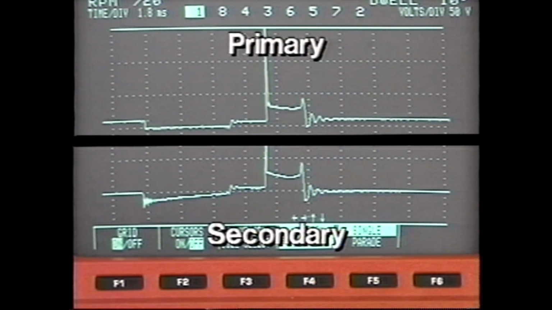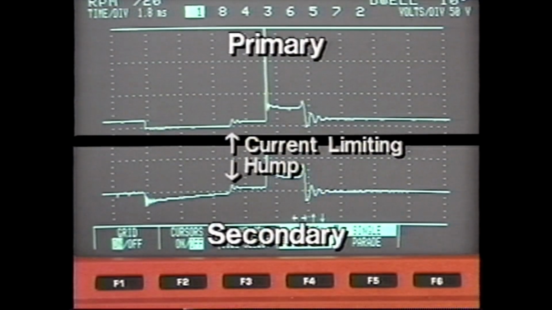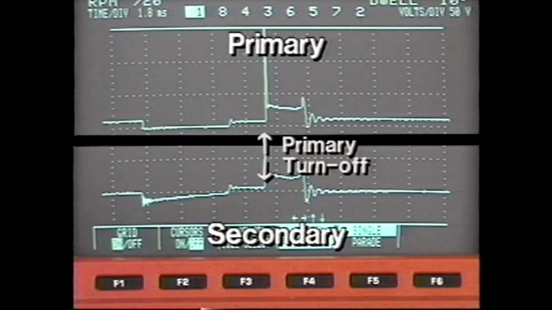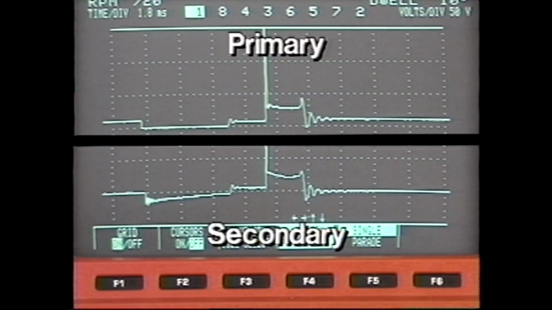Some systems have current limiting devices to control dwell. In these systems, you would see a current hump or voltage ripple. The primary current turn off ends the dwell period. Electronic ignition dwell may increase or decrease or remain constant with increasing engine speed. On a breaker point system, dwell is specified, but on electronic systems, it is not.